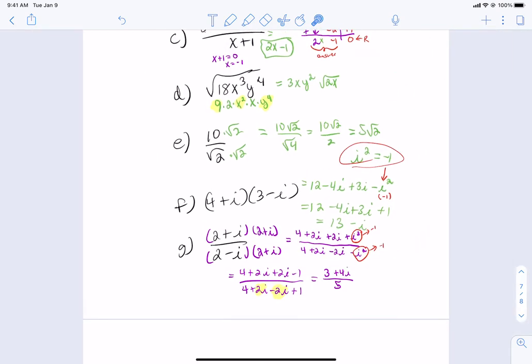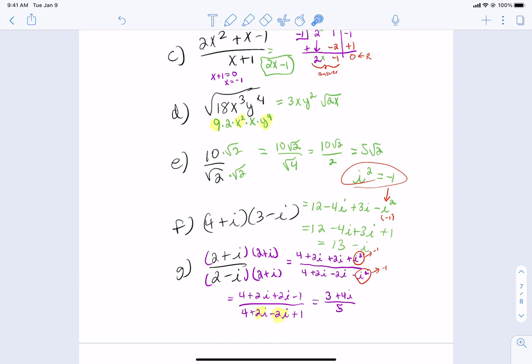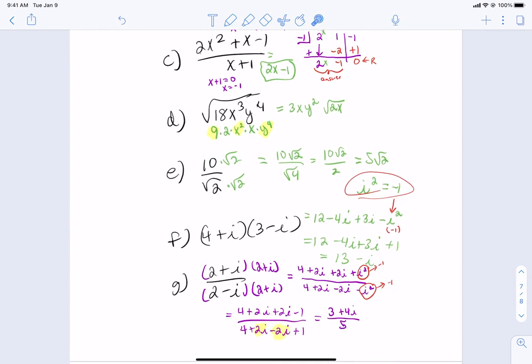Any questions? Yeah. Sure. Okay. So, for problem D, you were looking for the largest perfect square that's in the number 18. So 18, the only perfect square that's divisible into 18 is 9, because I can take the square root of 9. So I rewrite root 18 as 9 times 2.